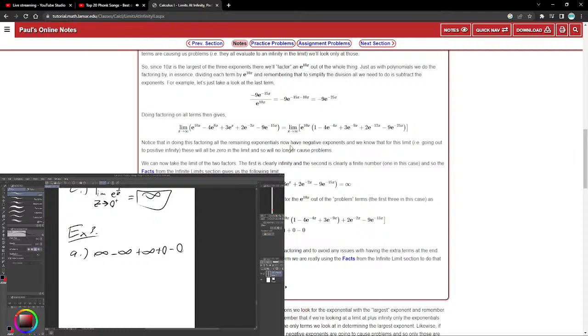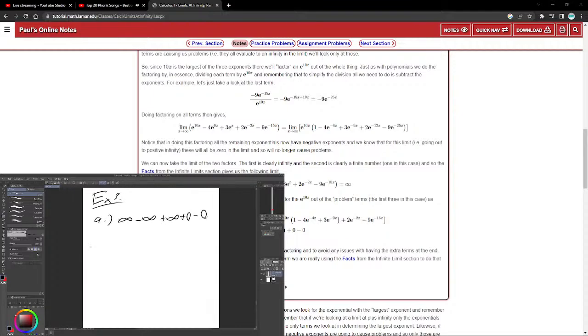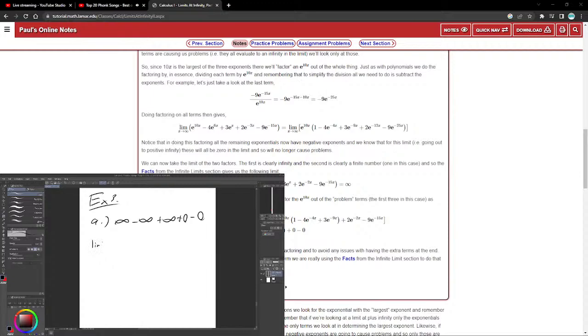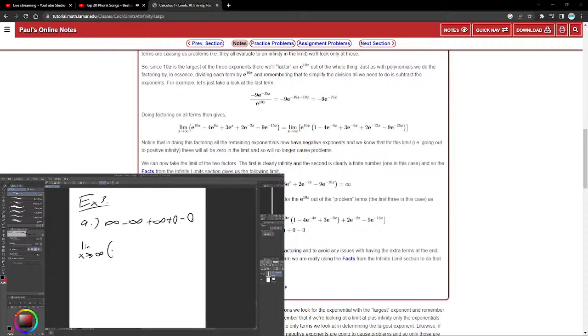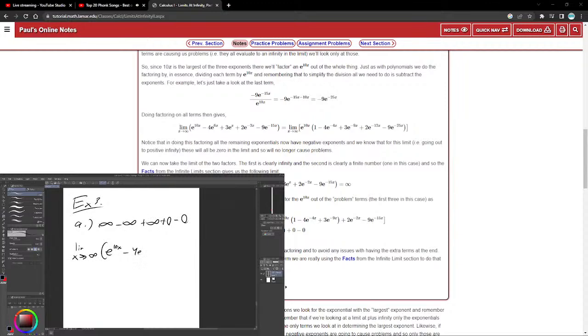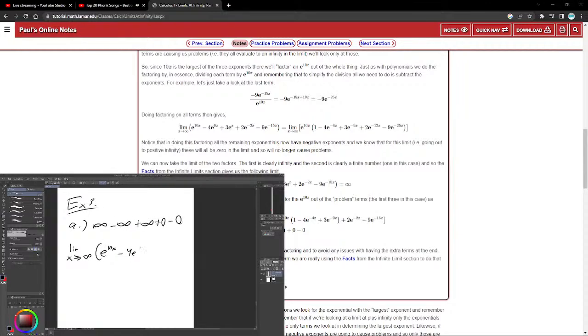Jeez, man. I'm not factoring all that. I'll write this down, but like, jeez. Wait, I don't want to write down the original.